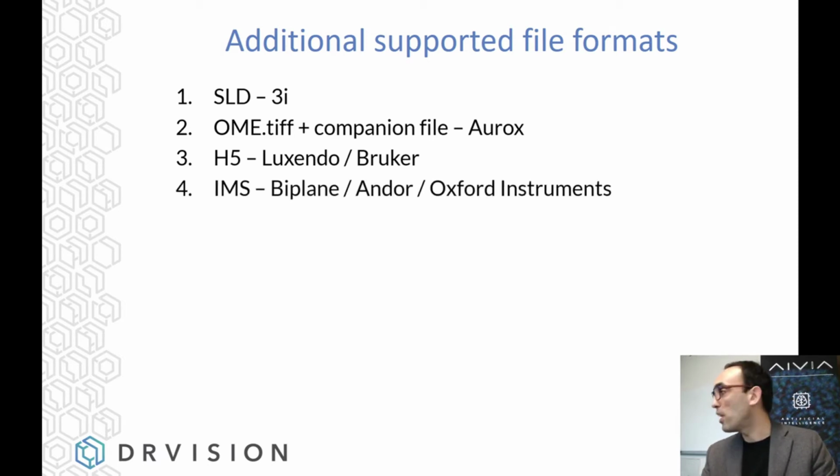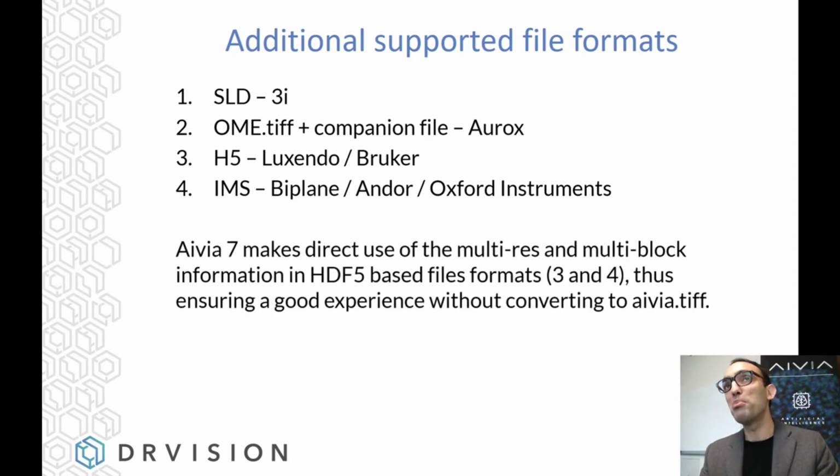So we now have support for HDF5 derivatives, so we can read the multi-res, multi-block information in the H5 and in the IMS, which is the IMARIS file format. This means we can get pretty good performance out of the box when we load number 3 or number 4, because we are using the multi-res, multi-block information that is in those files already. There is some work that needs to go into creating those files. We are now using that information to get fast rendering. So this will be a lot faster than loading a TIFF file.